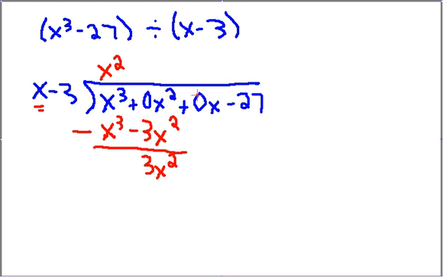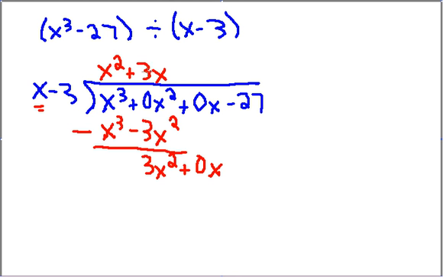At this point, we now bring down our next term, which is 0x. We come back to our divisor. We go to our biggest degreed term, which is x, and ask ourselves how many times will this x go into our biggest degreed term down here, which is 3x squared. In other words, x times what is 3x squared? Well, x times 3x is 3x squared. So we're going to write that 3x up here like that.